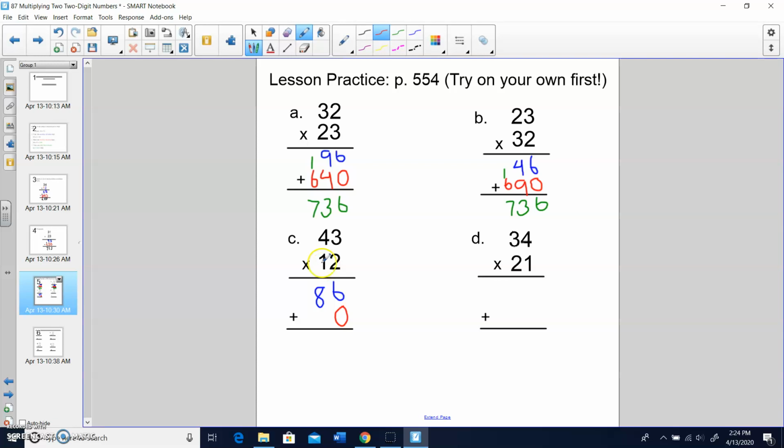And then I'm going to take 1 times 43, or 10 times 43, which is 430. 1 times 3 is 3, 1 times 4 is 4. Now, since I've multiplied by the ones place and then the tens place, I can add the two products together. 6 plus 0 is 6. 8 plus 3 is 11. And 1 plus 4 is 5.